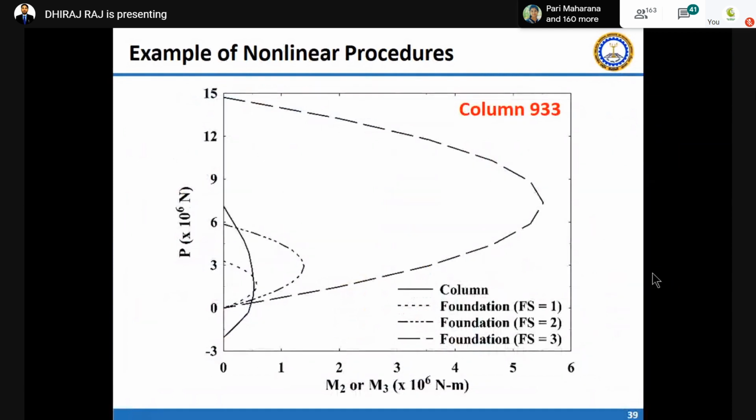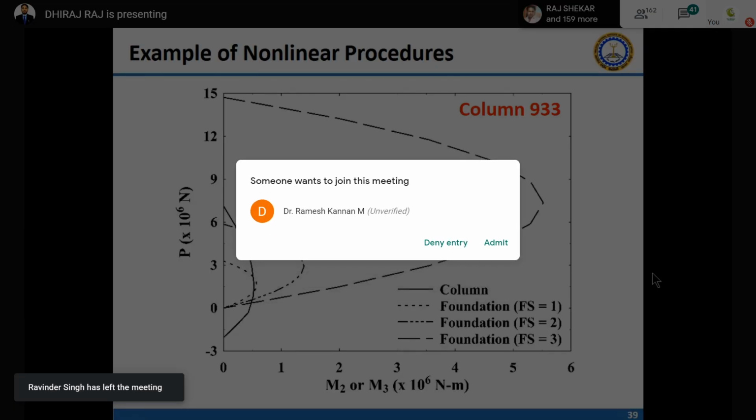So if we design our building, I am taking a typical example of building, column number 933. If you design your foundation with a factor of safety of 1, 2 and 3, you don't know. I have told you that if you design your foundation for a factor of safety considering only vertical load, then you come up with the exact factor of safety. But if you have an interactive load, whatever factor of safety you are targeting, you will not achieve. So this is the problem.